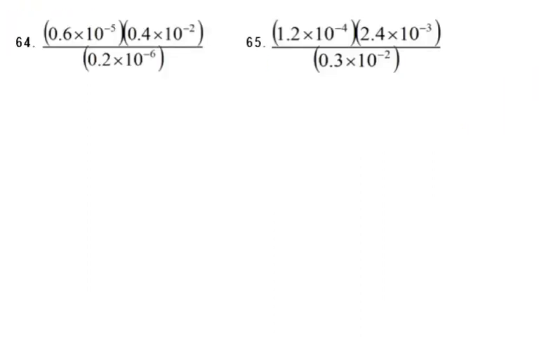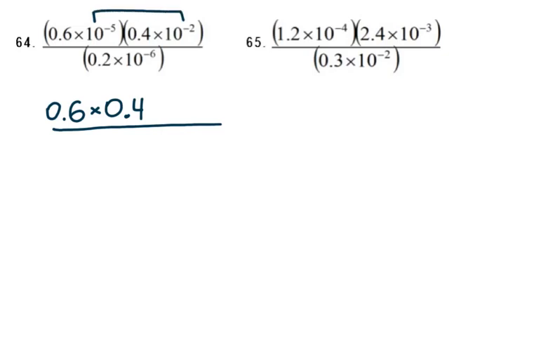So for number 64, different type of question. I'm going to rewrite it. I'm going to do 2 questions. There's one question on the top, and then I have to do the division. So at first, I'm going to do the top, the numerator. So I'm going to rewrite 0.6 and 0.4. And then because they're multiplied, I just have to add their powers. So that gives me 10^-7.